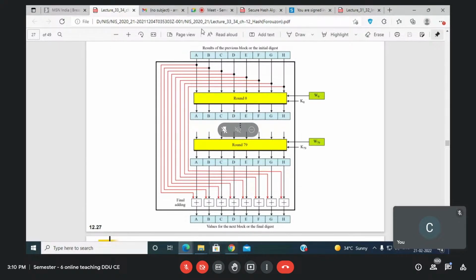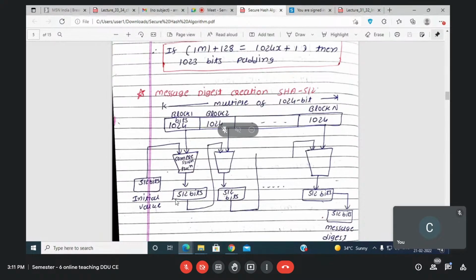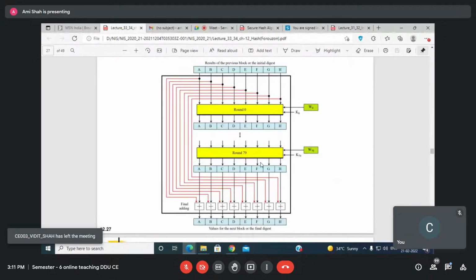The answer you just got becomes the initial value for the next one. This becomes an input. Again, a total of 80 rounds are done, and finally you get 512 bits. The same process is repeated, and so many times, how many? Up to block n it is done, and whatever final answer you get after block n, that is your final answer.